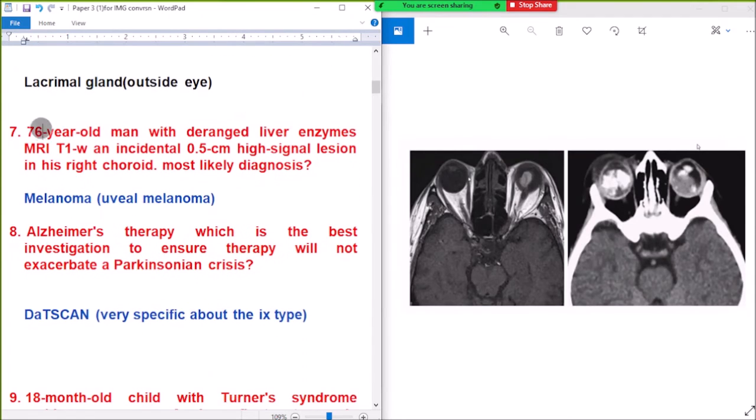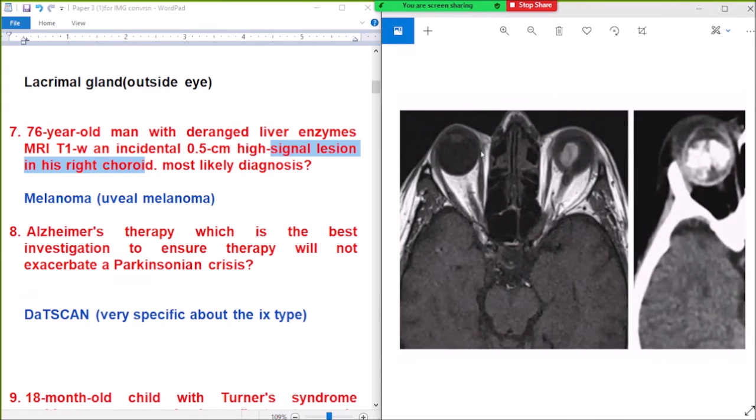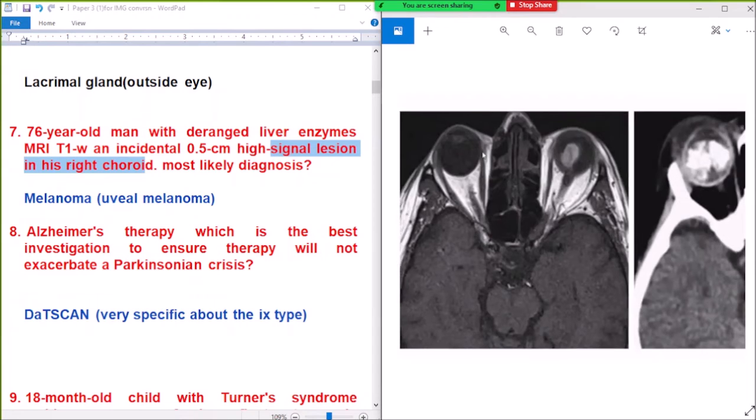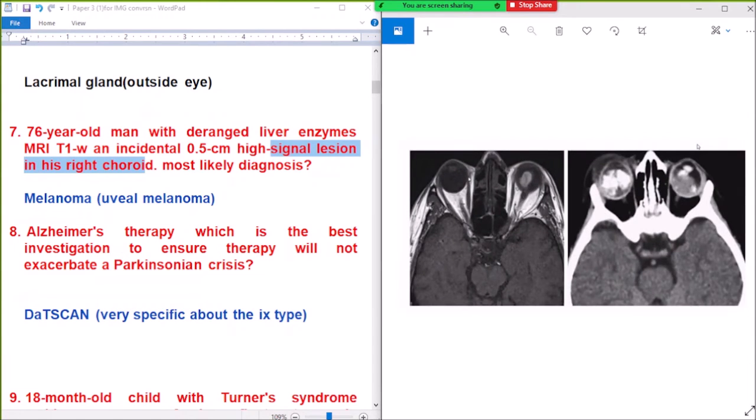Number 7. A 6-year-old with deranged liver enzymes, and an incidental 0.5 cm high signal lesion on T1 in his right choroid. Diagnosis: melanoma. High on T1 incidental lesion in the choroid of the eye. Diagnosis: uveal melanoma.